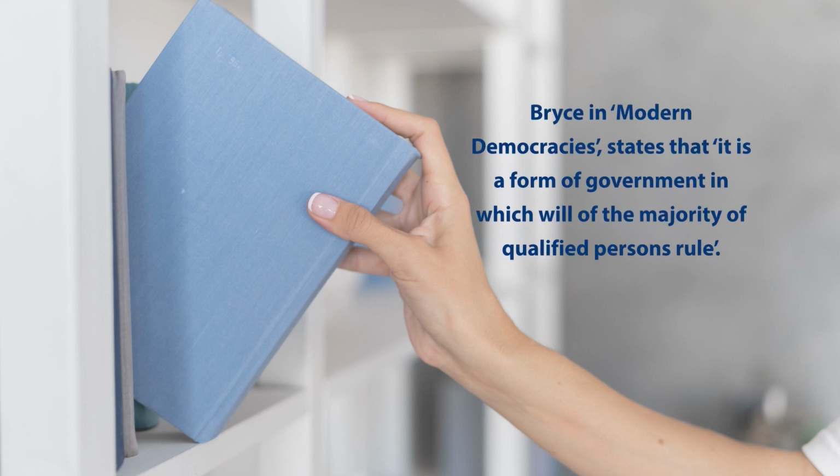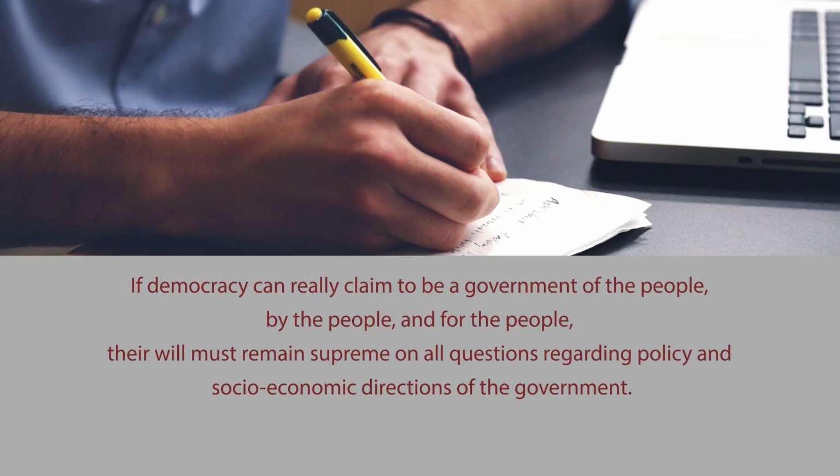And Bryce, in his book Modern Democracies, states that democracy is a form of government in which the will of the majority of qualified persons rules. Bryce is not talking about minorities, so minorities also have their will. But if democracy can really claim to be a government of the people, by the people and for the people, their will must remain supreme on all questions regarding policy and socio-economic directions of the government.